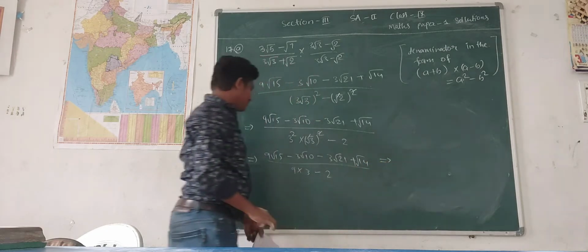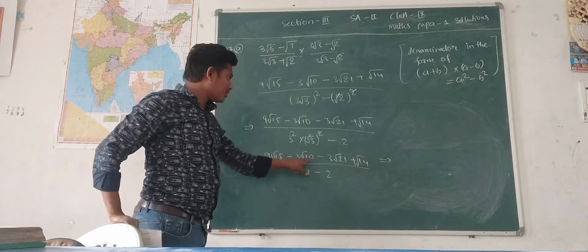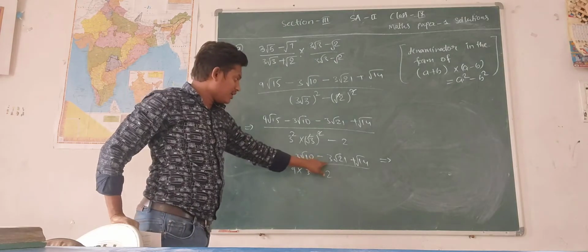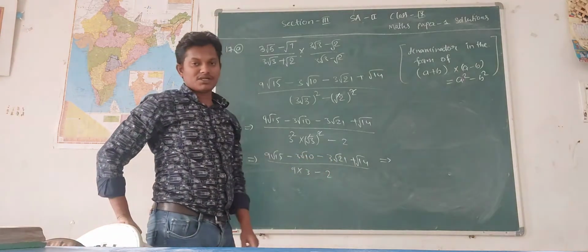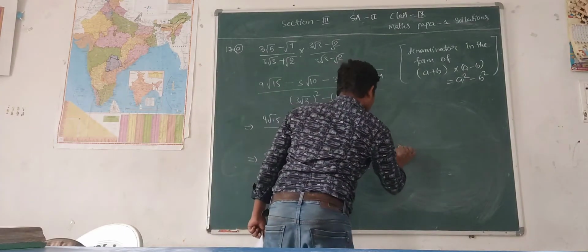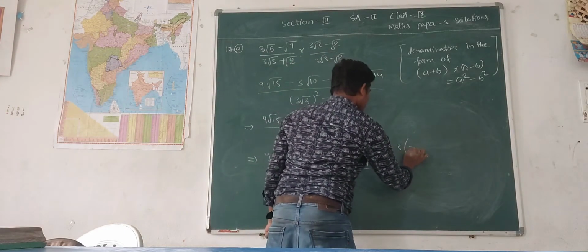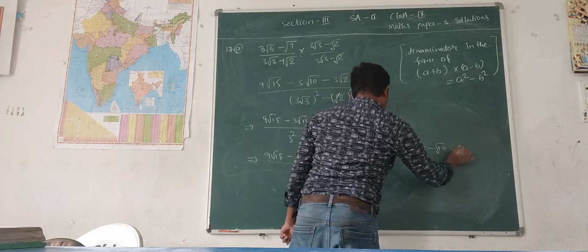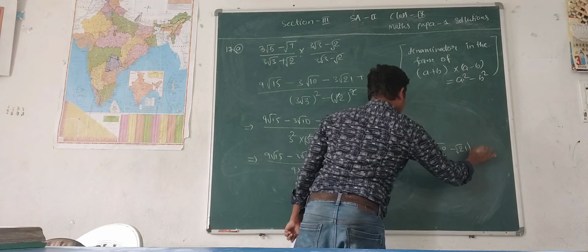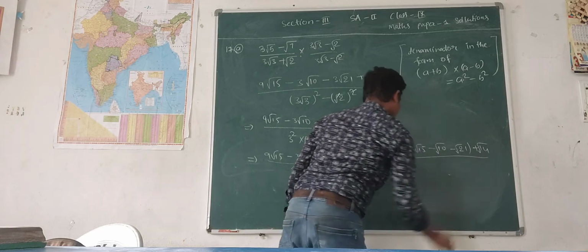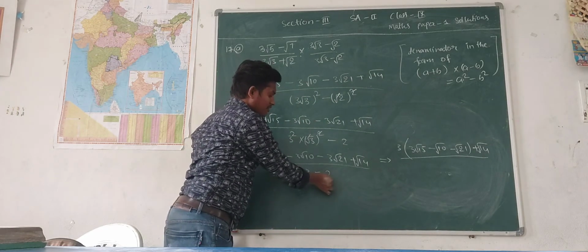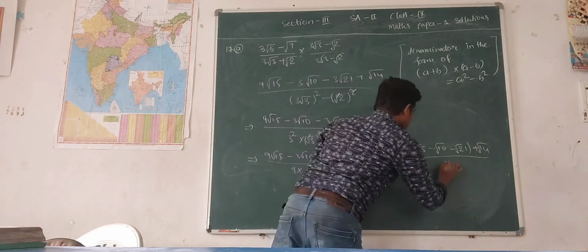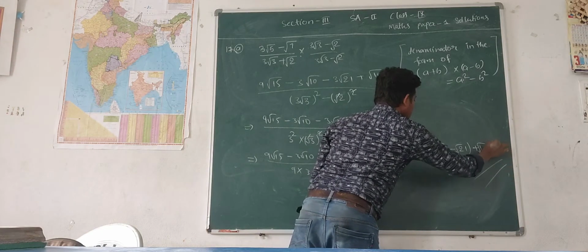Now this is the last step. After here, 3 is common in three terms. Taking 3 common, I am left with (3√15 − √10 − √21 + √14) by, 9 times 3 is 27, 27 minus 2 equals 25. This is our final answer.